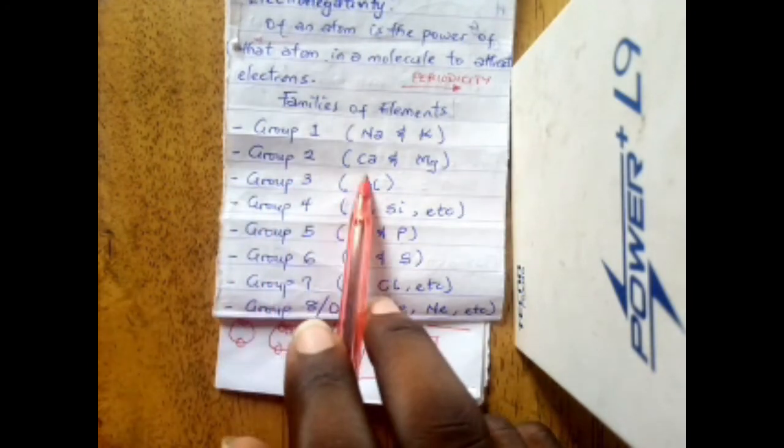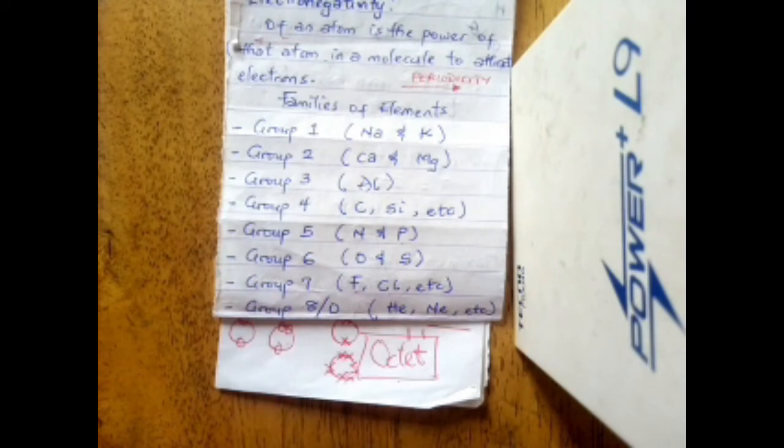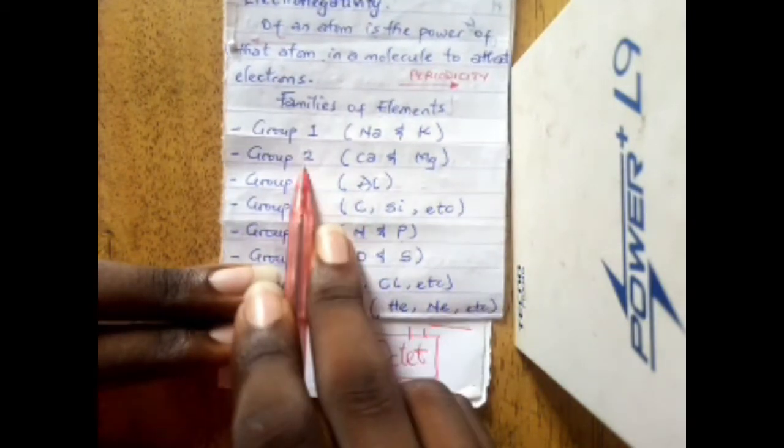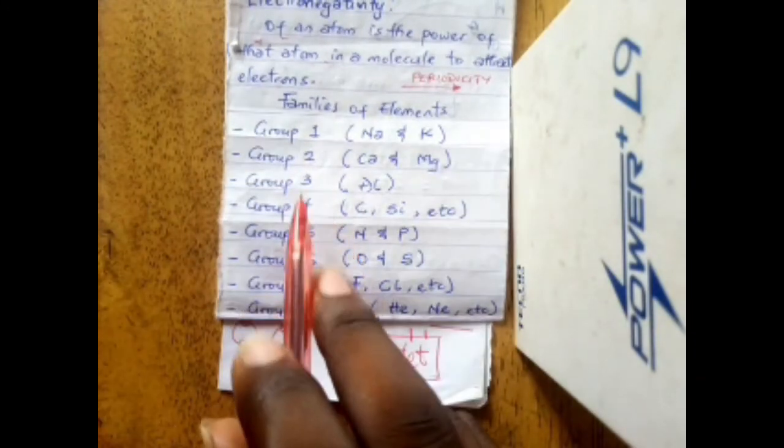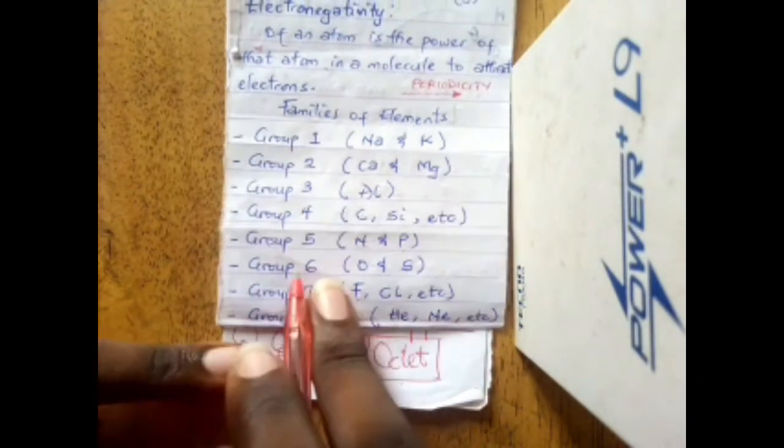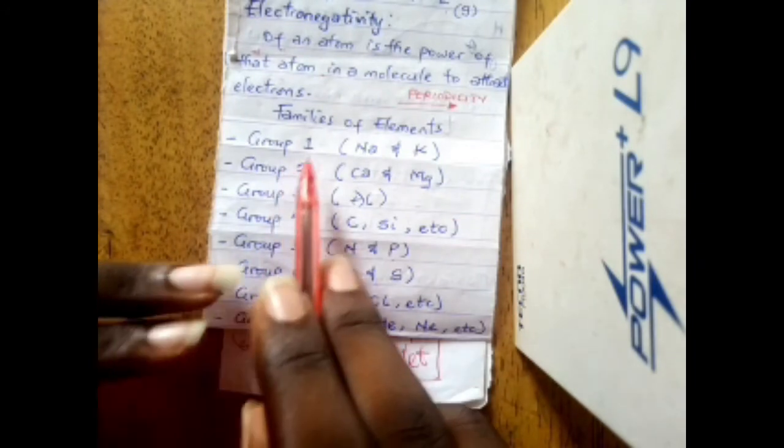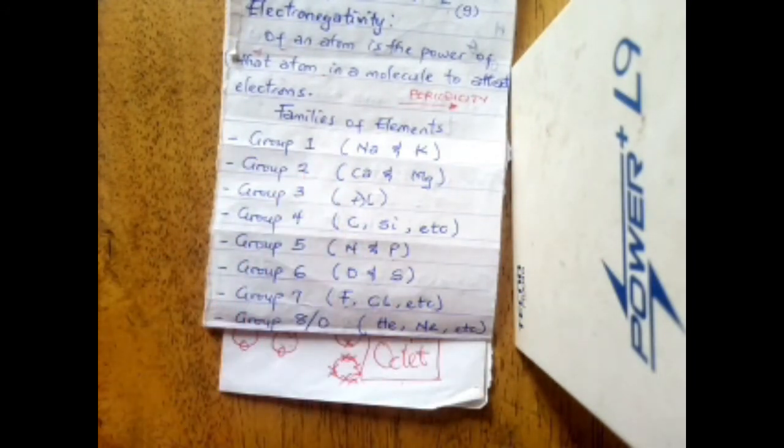In group 2, you have calcium, magnesium. They belong to group 2. They are divalent because they have 2 valence electrons. They also donate electrons. So that's why these two groups are referred to as alkali and alkaline earth metals. They readily donate their electrons to form the octet state.